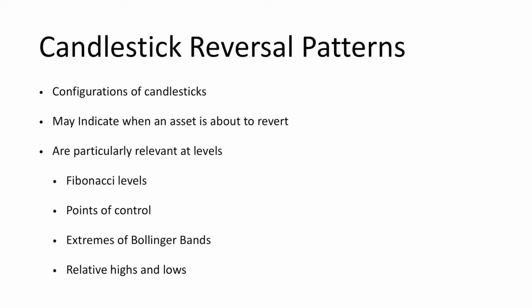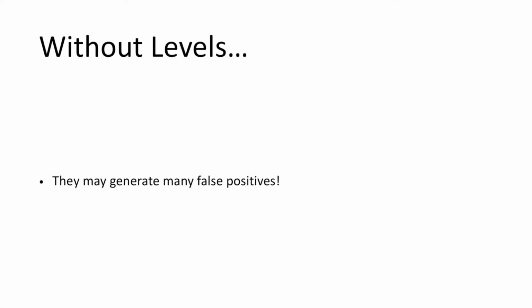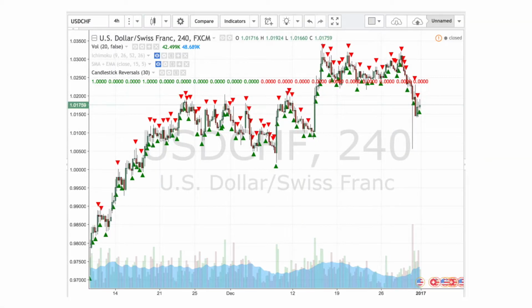Candlestick reversal patterns are particularly relevant at levels. These levels could be Fibonacci levels, points of control, extremes of Bollinger Bands, or relative lows and highs on the chart. Without levels, we're prone to generate false positives. In this chart here, I wrote a script that identified all possible candlestick reversal patterns. As you can see, they're quite numerous, but aren't necessarily useful.